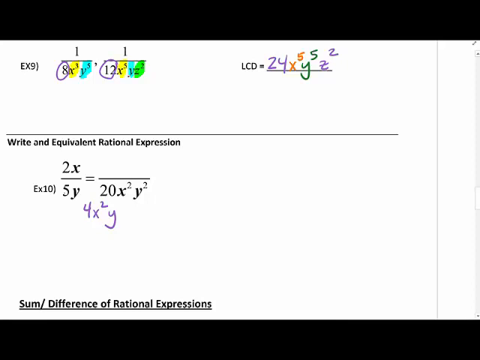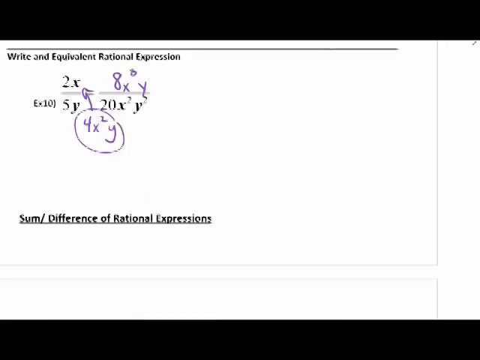So again, let's look back at that. 5 times 4 gives me the 20. X squared, y times y gives me y squared. Whatever I did to the denominator, I also have to do to the numerator. So 2 times 4 is 8. X times x squared, remember we add our exponents, so that gives me x cubed. And bring the y. That's my answer. Whatever you do to the denominator, you have to do to the numerator.